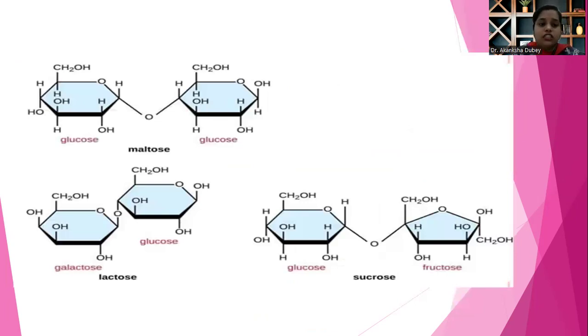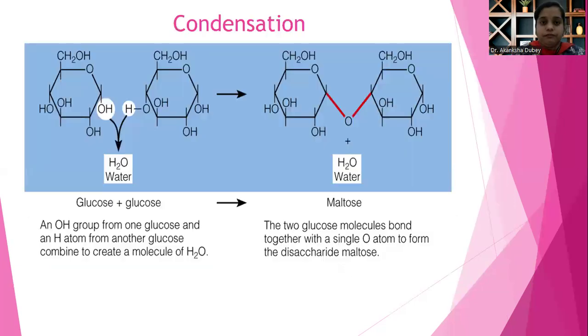Next, we have the structure of maltose here, sucrose and lactose, where you can see that maltose will give two glucose molecules on hydrolysis, and lactose on hydrolysis will give one molecule of glucose and one of galactose, whereas sucrose will give you one glucose and one fructose molecule on hydrolysis.